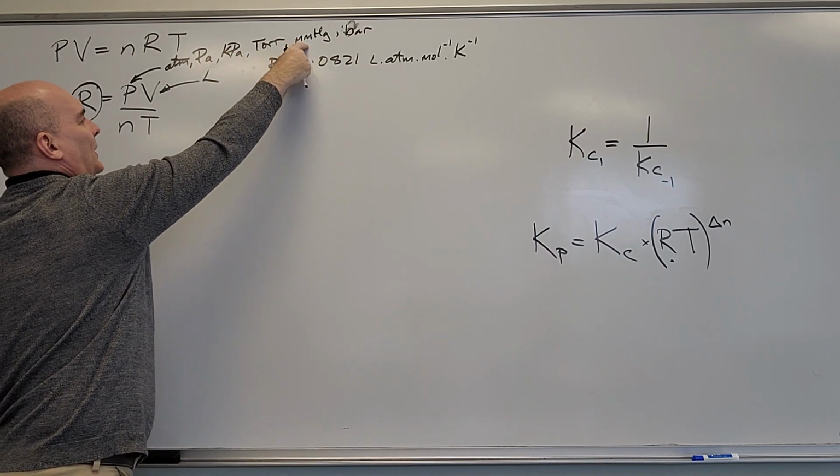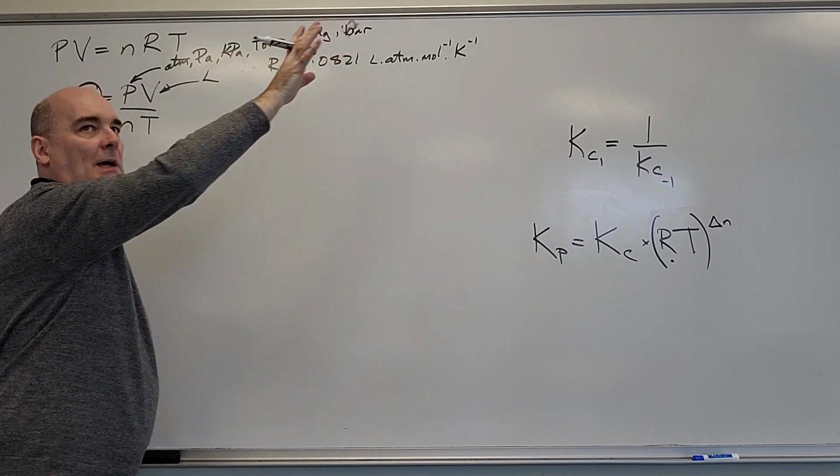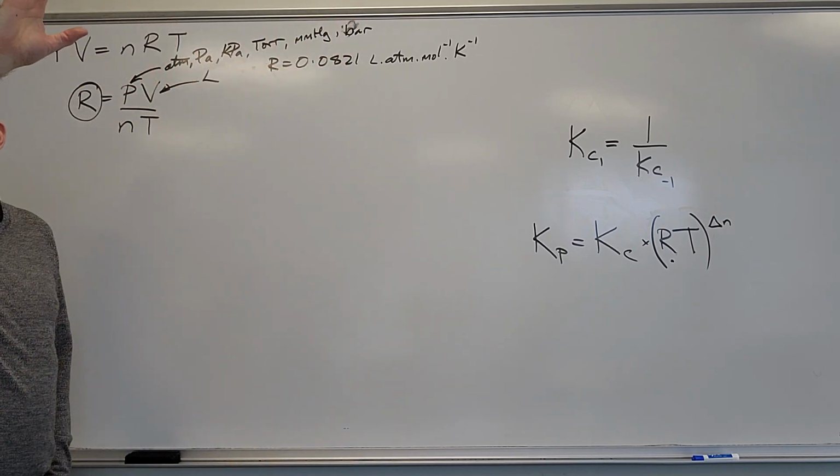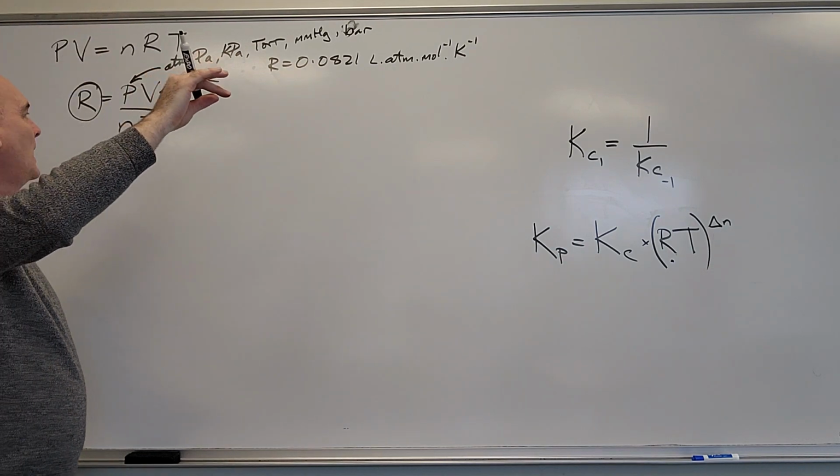Millimeters of mercury are from barometry, the meteorological measurement of pressure. 760 millimeters of mercury is 1 atmosphere. Who knows what the conversion from a millimeter of mercury to a Pascal is? But it could be, we won't be using PSI, pounds per square inch, or anything silly like that.